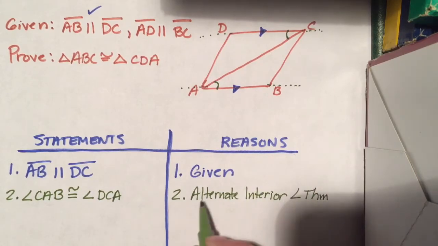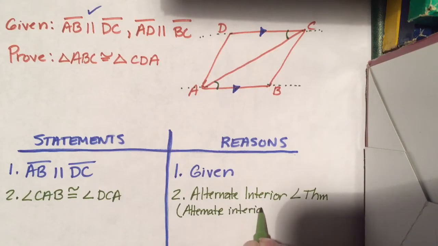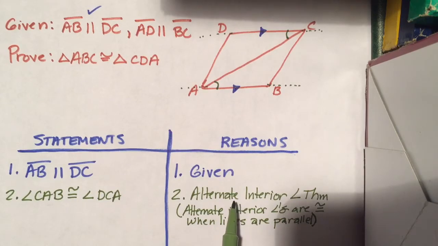Now, if you want to write it out, I told you you could write it out. You can write alternate interior angles are congruent when the lines are parallel. Now, it's your choice whether you write the entire thing out or if you just write alternate interior angle theorem. I know how some of you operate. You would like to write the least amount of information, which is okay with me.